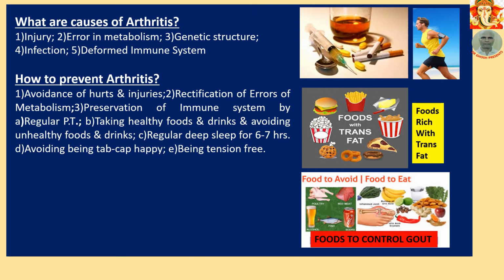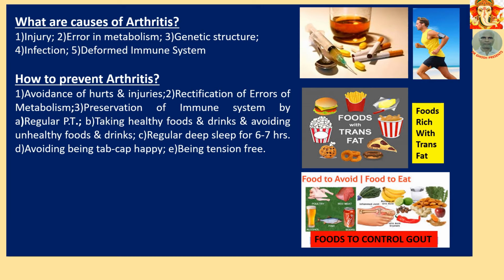What are the causes of arthritis? Number 1, injury. Number 2, error in metabolism. Number 3, genetic structure. Number 4, infection. Number 5, deformed immune system. Of all these things, arthritis caused by a deformed immune system is very, very difficult to cure.